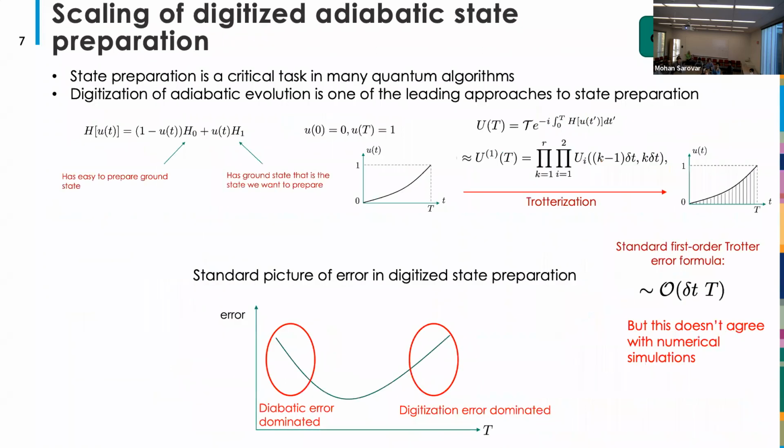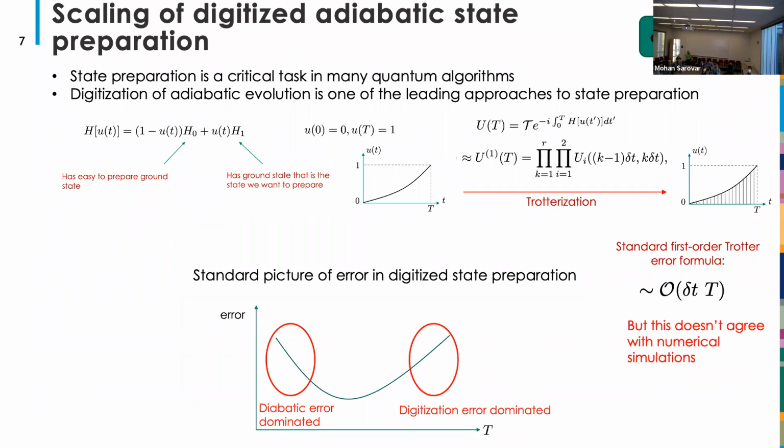Okay. So the final lightning summary that I will present is this work on digitized adiabatic state preparation. State preparation is a critical task in many quantum algorithms. This is often the first step when you run a quantum algorithm. And one of the most popular ways to do this is to digitize adiabatic evolution. Adiabatic evolution in the analog context is where you take a Hamiltonian H0 and slowly morph it into the Hamiltonian H1.